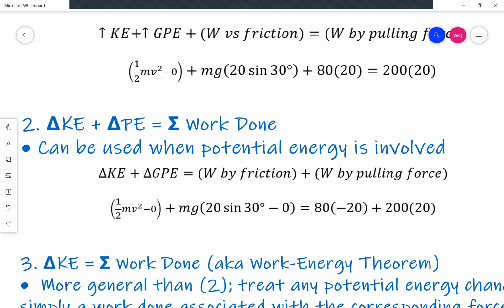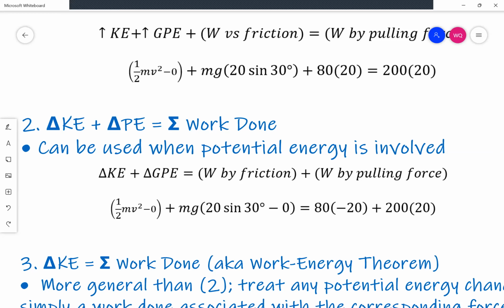Whereas when you deal with the increase in KE, the two terms appear in the same order, but they mean different things. When you say that something is an increase, you are simply taking the bigger one minus the smaller one, not final minus initial. It's big minus small when you say it's an increase. When you say it's a change, then it will be final minus initial. Change in GPE, here mg, you also take the final height minus the initial height. So here 20 sine 30 minus 0.